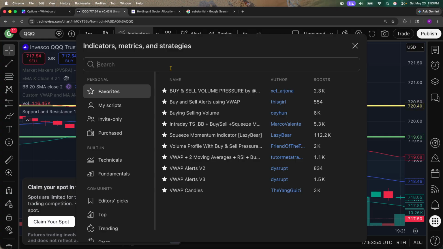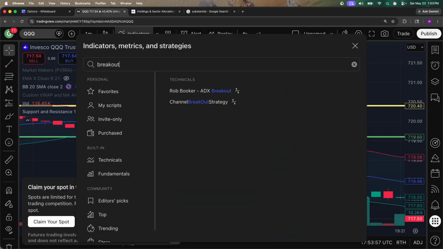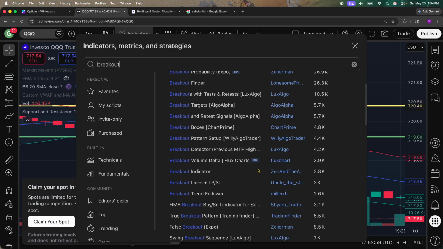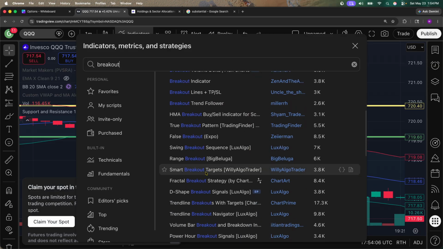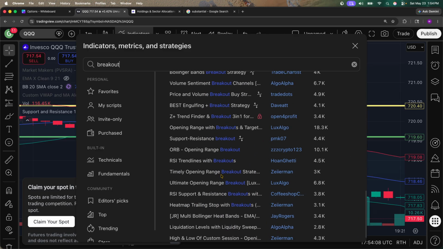So I'm going to click on indicators, and then what we can do is put breakout. You see here, there's multiple breakout strategies. Breakout trend follower. That's interesting. I haven't seen that one. Maybe I want to take that one. I don't know. Let's see if we see anything that pops out.